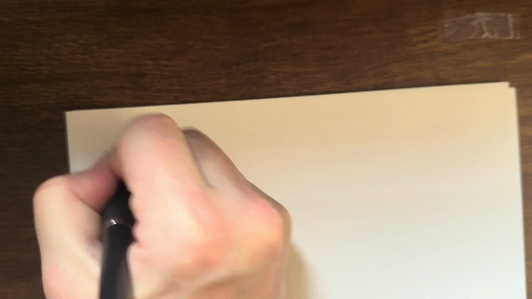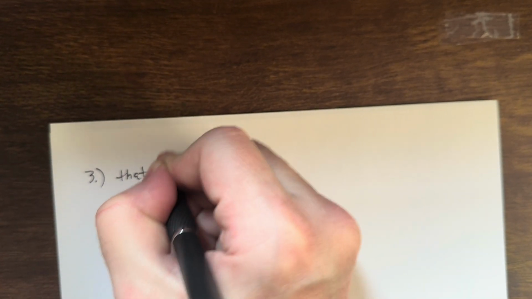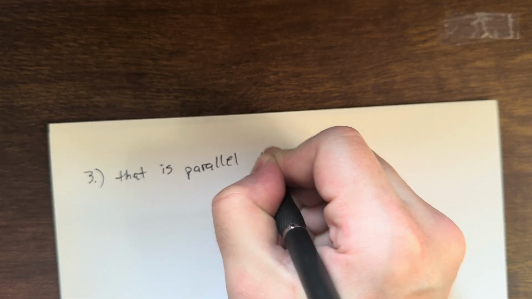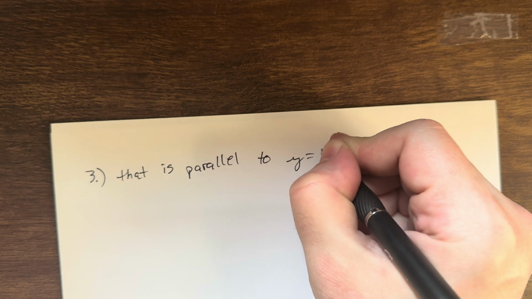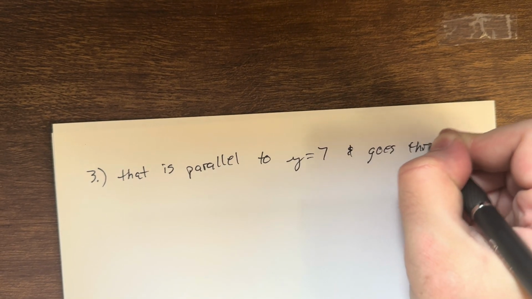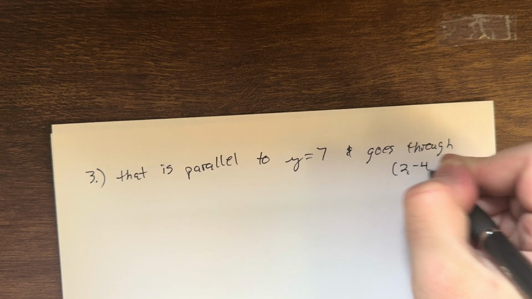Last one. We are still finding the equation of the line, but now let's wrap this up with some of those goofy cases. Number 3. Let's find the equation of the line that is parallel to y equals 7 and goes through the point, let's go 2, -4.